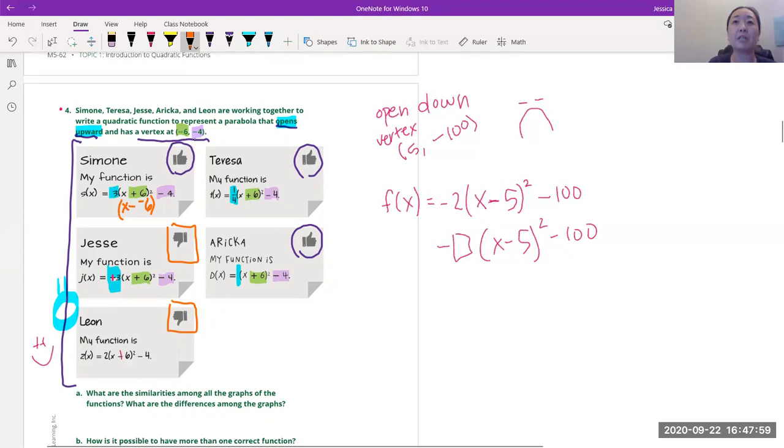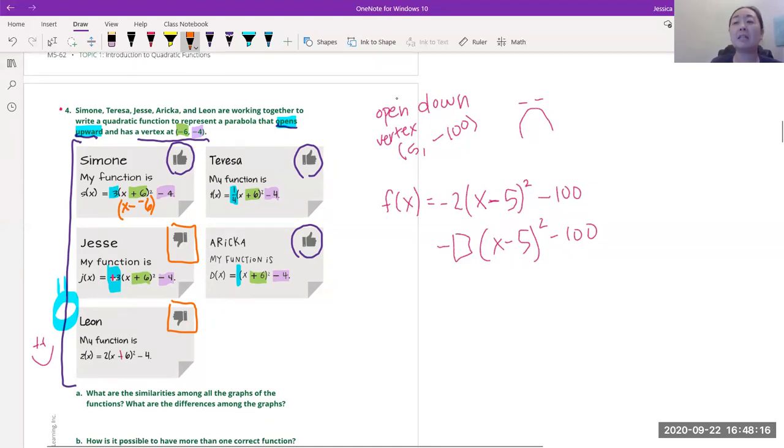In the purple, you see the -4 as the y coordinate of the vertex. And notice it is right here at the end. -4, -4. Leon also got that part right too. So he wasn't completely off. It was just one little thing, right?